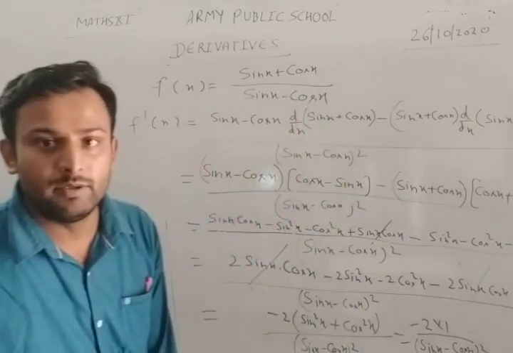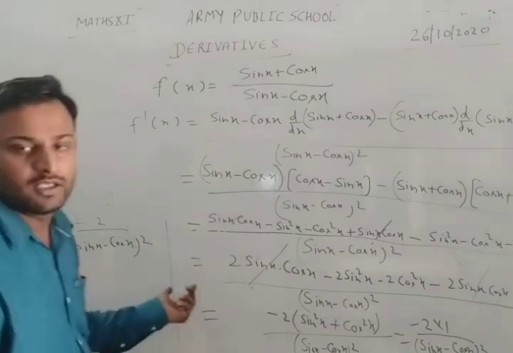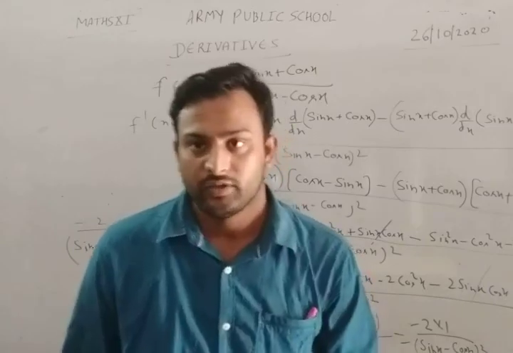So our result will be minus 2 divided by sin x minus cos x whole square. It will be the differentiation of the given function. Okay, thank you.